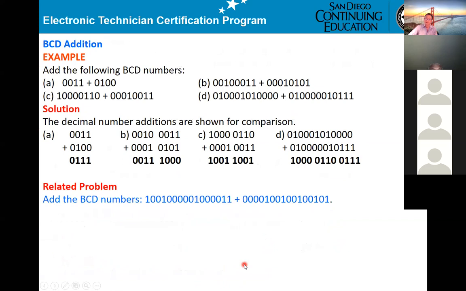Okay, now you add BCD. I want to add number 0011 to 0100. So now you can see right here: 1 adding 0, you get 1. 1 adding 0, you get 1. 0 and 1, you get 1. 0 and 0, 0. So basically, 0011, number 3, adding 0100, number 4, you get number 7. Okay, number B.